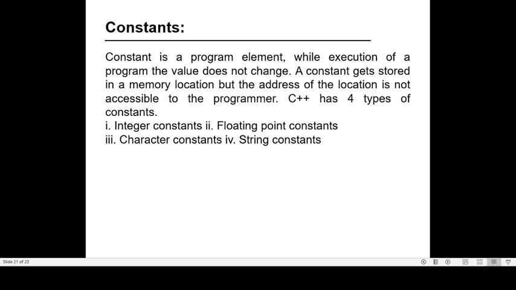Character constant means it allows only one character. That character should be written within beginning and ending single quotes, for example 'A'. 9 is a number. When I write it within quotes, it is a single character constant. String constant means a set of characters. Those characters should be written within beginning and ending double quotes, for example "XYZ", "A+B". Without quotes, if I write A plus B, A will be added to B. When I write it within double quotes, it will not add up because it is a string constant.